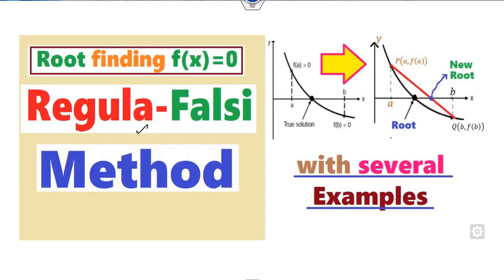Today we will discuss the Regula Falsi method for finding the root of the function f(x) = 0. I will explain several examples related to it in this lecture so that you can understand it very well.